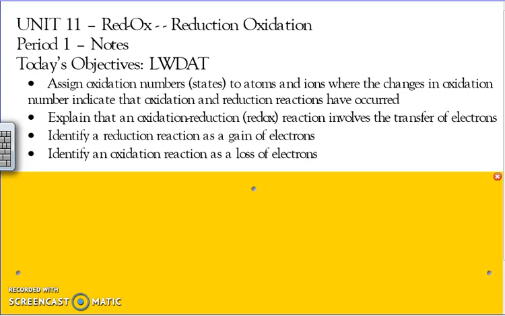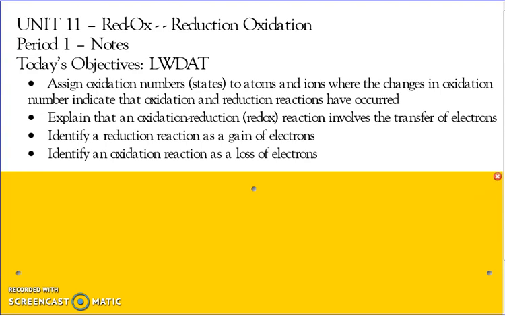Okay, so this is unit 11, redox. Redox is a portmanteau of reduction and oxidation, meaning two words stuck together. So we're going to learn about oxidation numbers, where they come from, and how they are changed. I'll also talk about oxidation and reduction being a transfer of electrons.